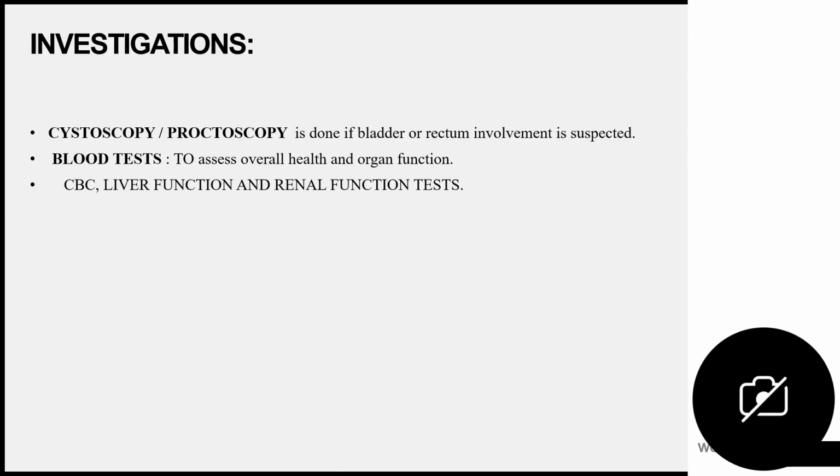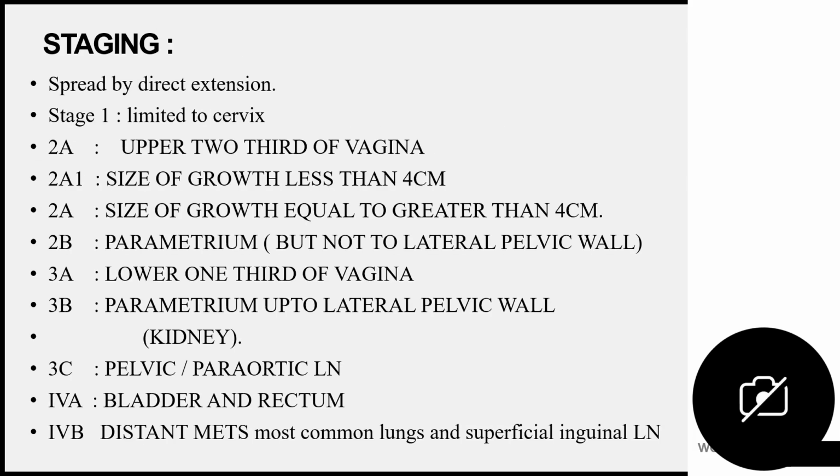Cystoscopy and proctoscopy is done if bladder or rectum involvement is suspected. Blood tests are done to assess overall health and organ function, that includes CBC, liver function, and renal function tests.